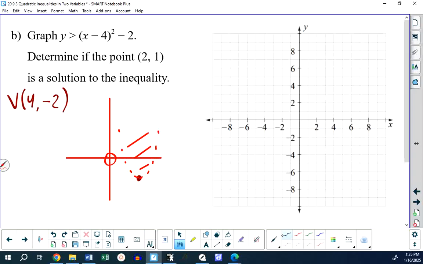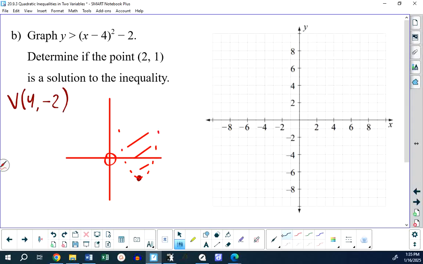Is (2, 1) a solution? Well, if we would have done it on this grid with numbers, we might be able to look and answer that question, but we can't because we didn't. So you put in 2 for x. 2 minus 4 is negative 2. Quantity squared is 4. 4 minus 2 is 2. When I put 2 in for x, I get 2.